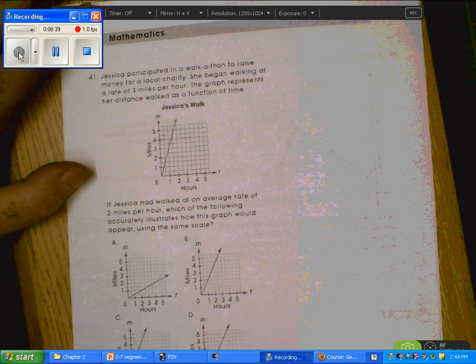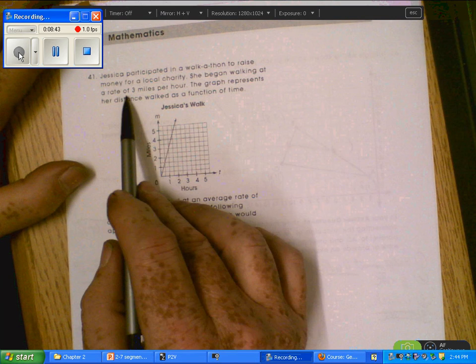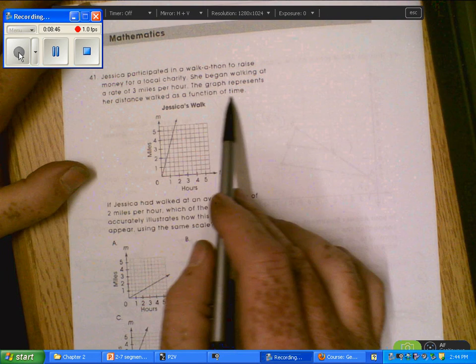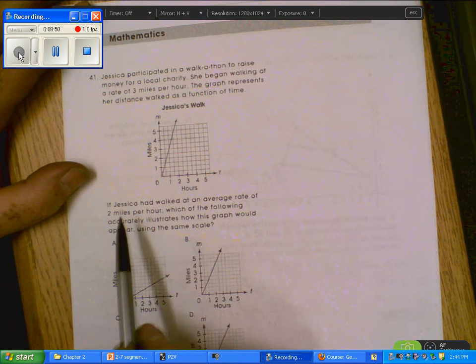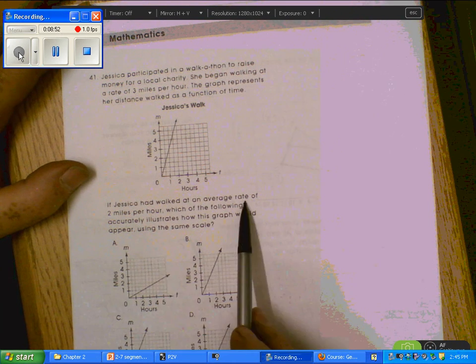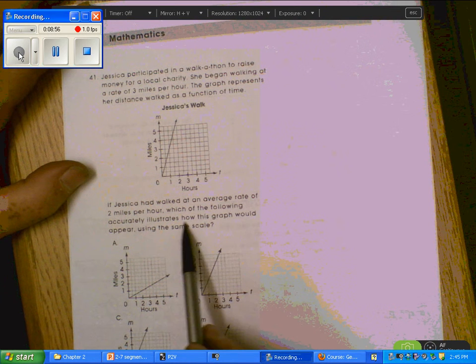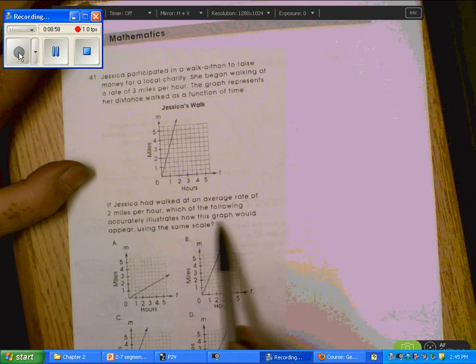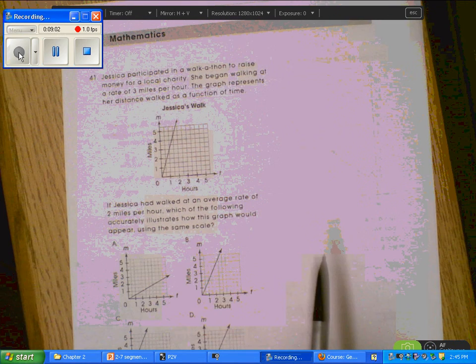Jessica participated in a walkathon to raise money for a local charity. She began walking at a rate of 3 miles per hour. The graph represents her distance walked as a function of time. Notice it's a line. If Jessica had walked at an average rate of 2 miles per hour, which of the following accurately illustrates how this graph would appear using the same scale?